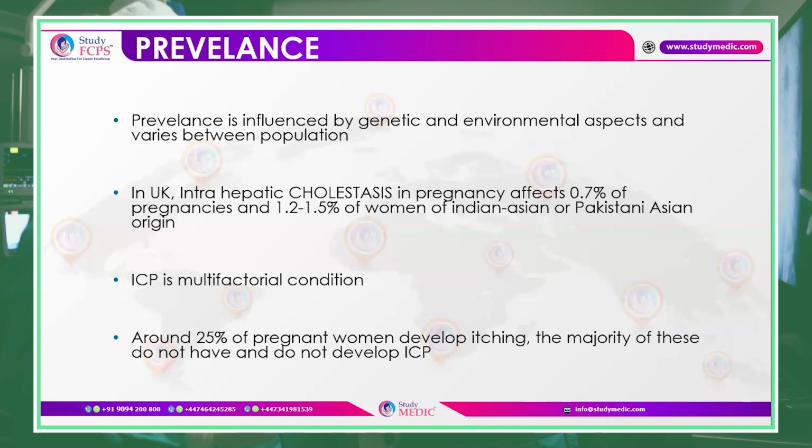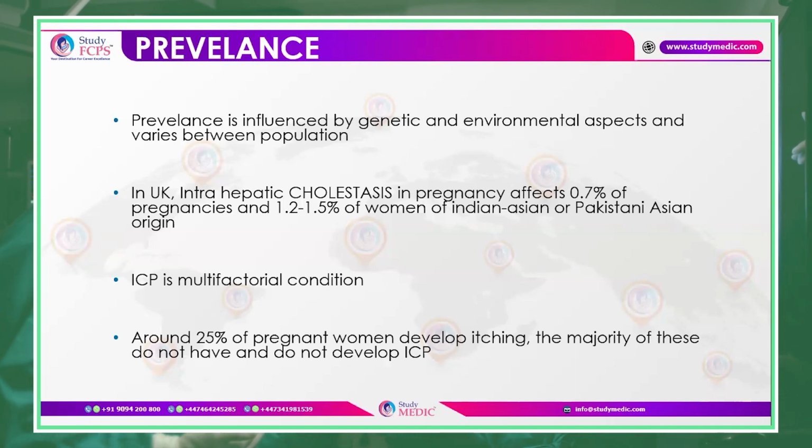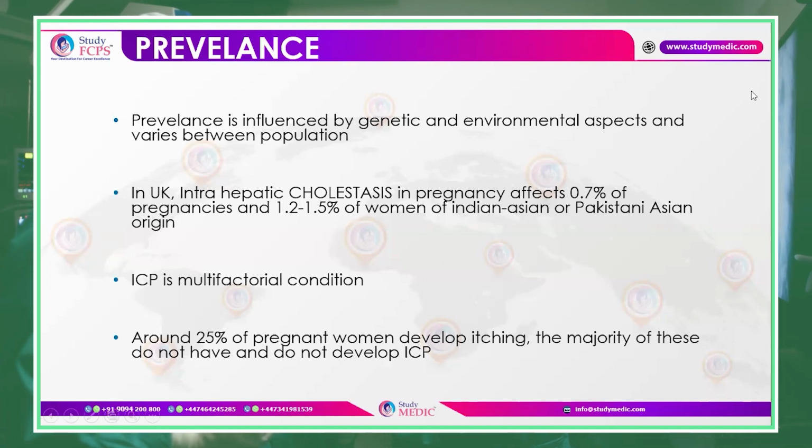The prevalence of intrahepatic cholestasis is influenced by genetic and environmental aspects, and it varies between populations. In the United Kingdom, because these guidelines are from the United Kingdom, intrahepatic cholestasis in pregnancy affects 0.7% of pregnancies, and 1.2 to 1.5 percent of women of Indian, Asian, or Pakistani Asian origin.